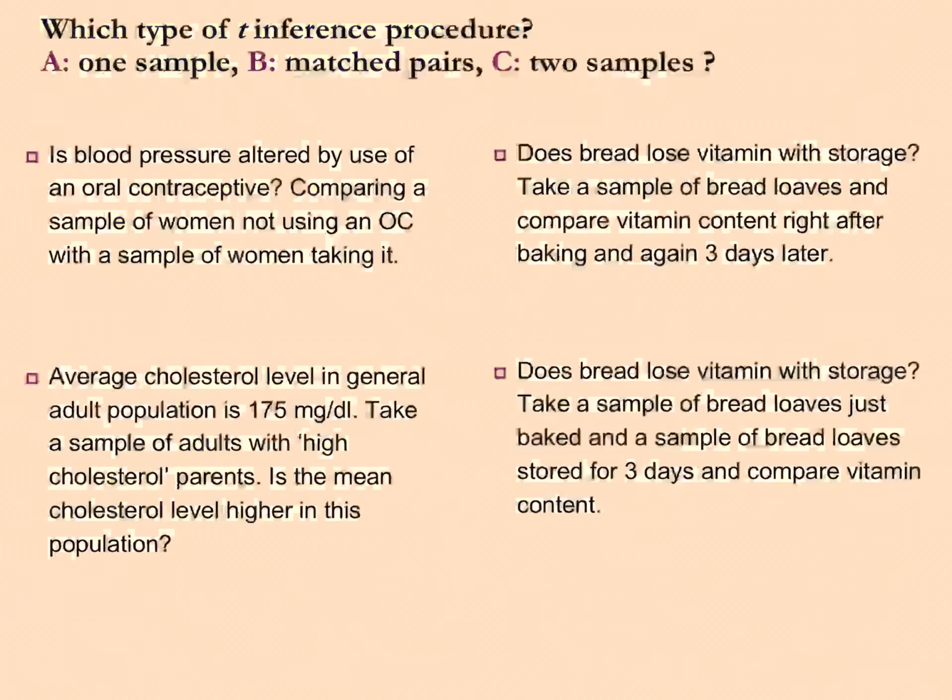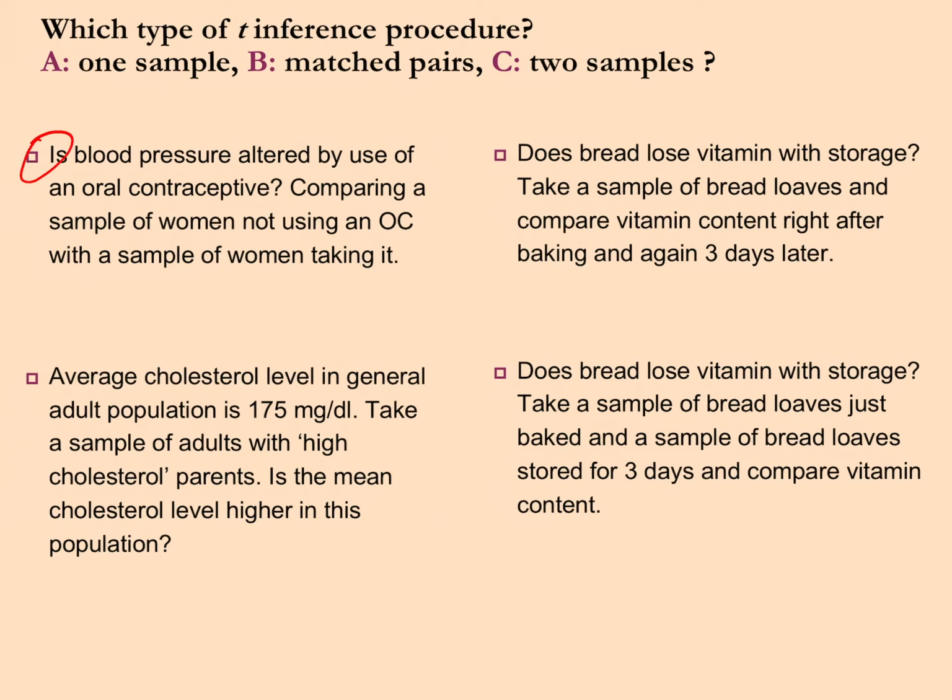Okay, so let's look at some examples here and figure out what kind of t-test we might use in these four scenarios. So, upper left: is blood pressure altered by use of an oral contraceptive, comparing a sample of women not using an OC with a sample of women taking it. Well, this would seem to suggest we have two independent samples, one group of women who are on a contraceptive and another group entirely, could be from a different city even or different country, not on an oral contraceptive. Those are two independent samples, so this is a two sample t-test.